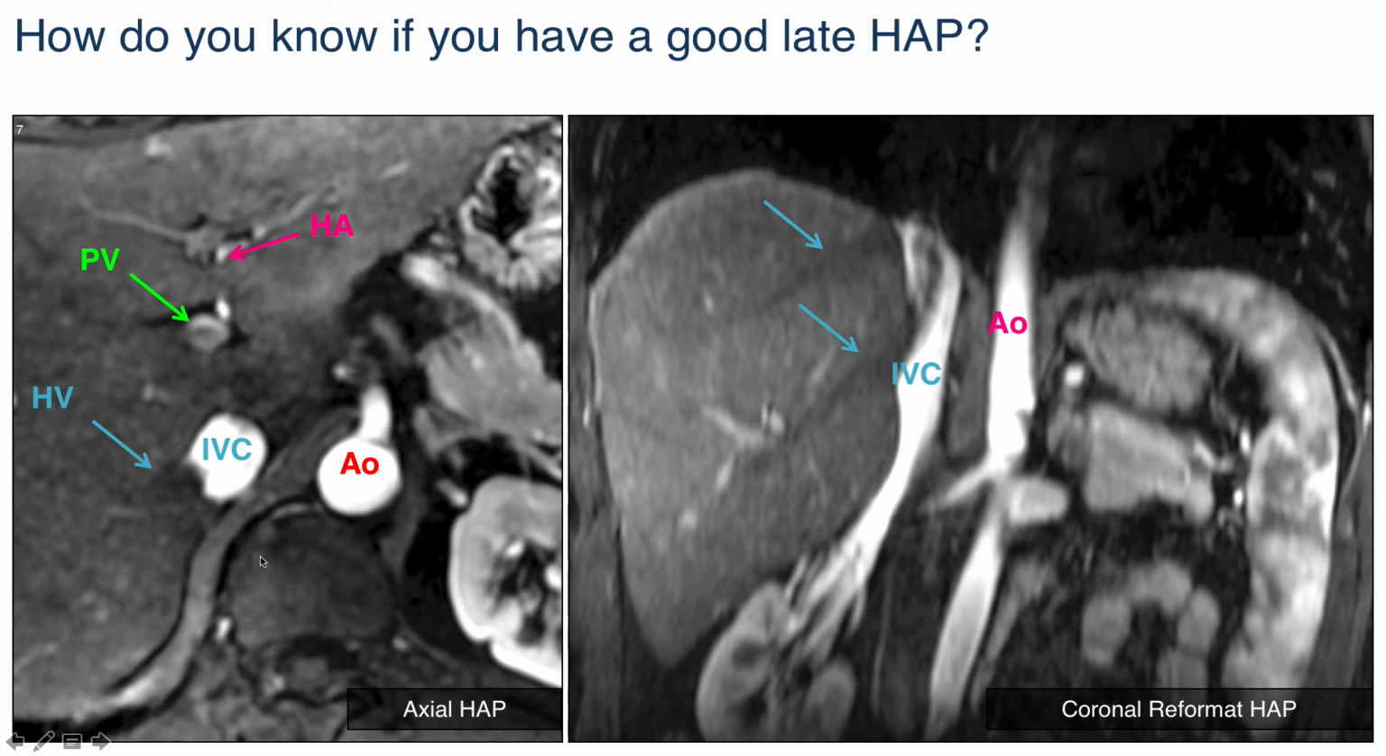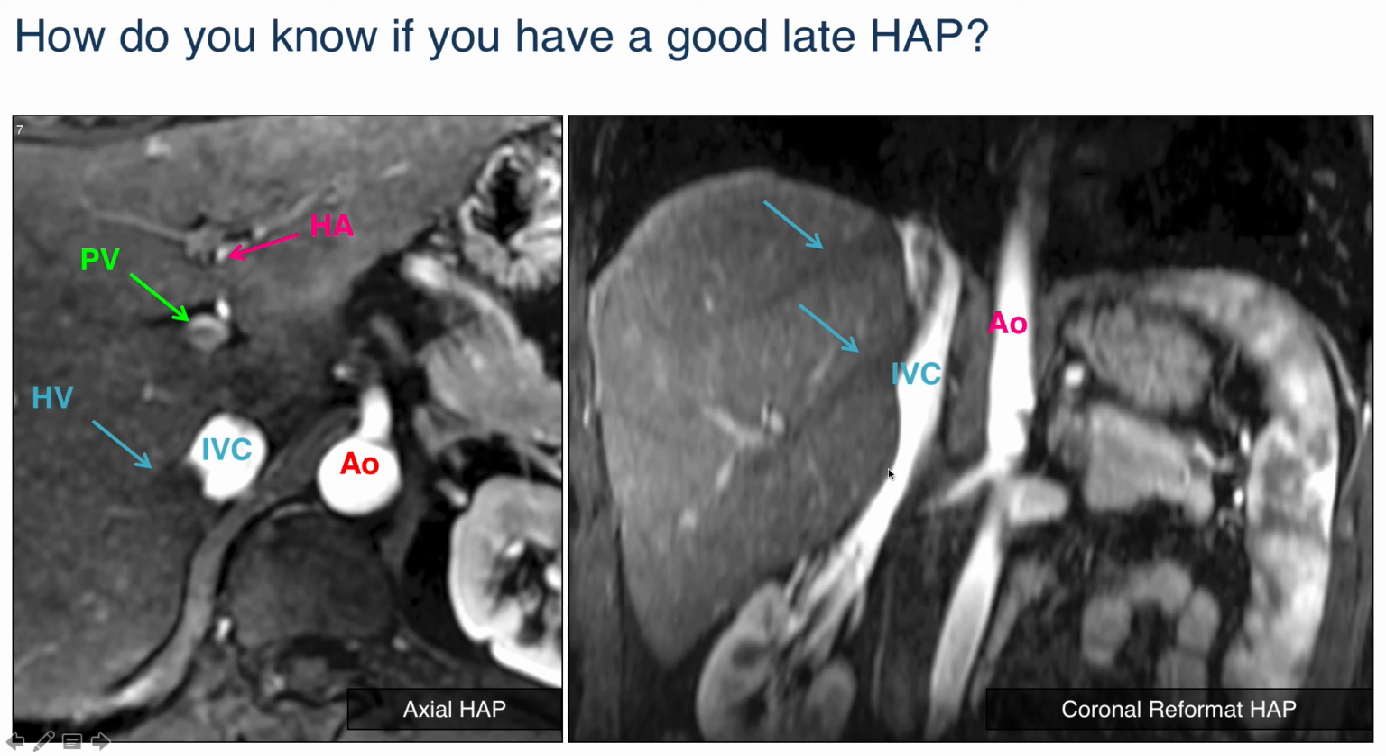Now some of you might be saying, well, now I'm confused. I don't see enhancement of the hepatic veins, but I do see enhancement of the IVC. Why would I see enhancement of the inferior vena cava if there's no enhancement of the hepatic veins? And the clue is in this coronal image. So why do we see enhancement of the IVC, but not of the hepatic veins? Because of drainage from what?